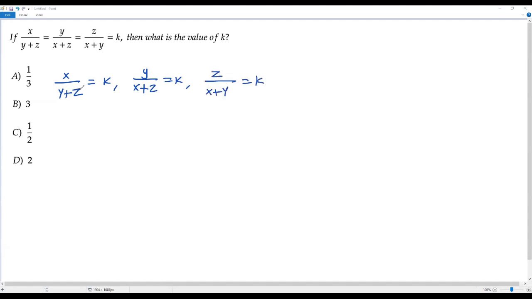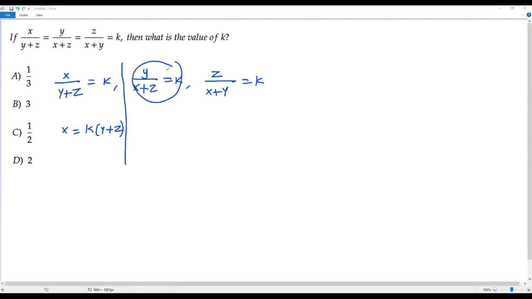Okay, now what I can do is solve for x in this equation. For that I have to get rid of the denominator y plus z. So I have to multiply both sides of this equation by y plus z. When I multiply both sides by y plus z, the denominator on the left side will cancel, then I'm just getting x. On the right side this k will be multiplied by y plus z. Let me write over here x equals k times y plus z. Okay, I have solved for x in the first equation.